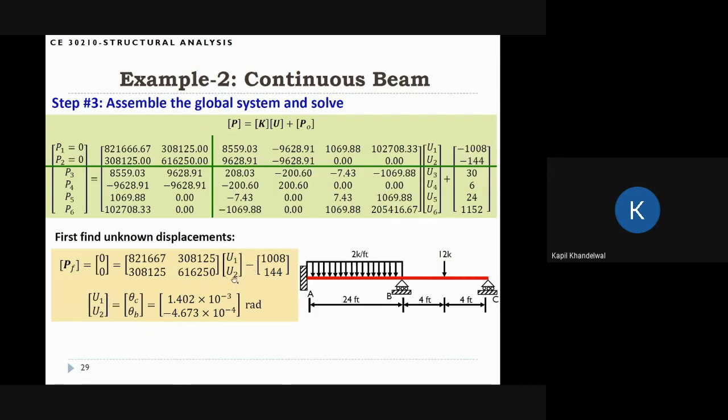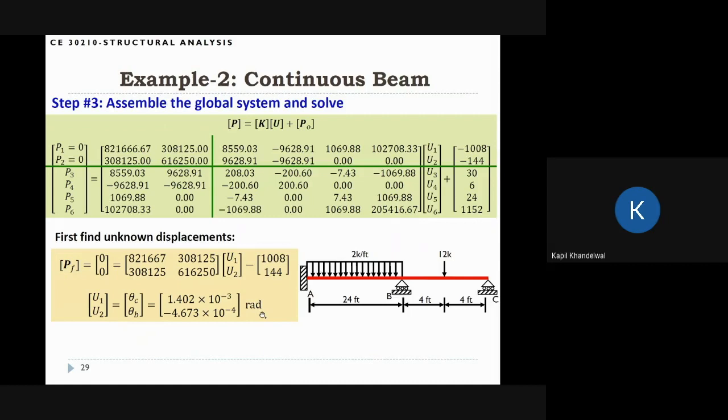And we can go ahead and solve for U1 and U2. This is the solution of U1 and U2. U1 is actually the rotation at, I made a typo here. It should be rotation at B and rotation at C, and these are the numbers here. I should flip them; I'll make the correction on the slides later. The first is rotation at B, the second is rotation at C, and the units are radians.